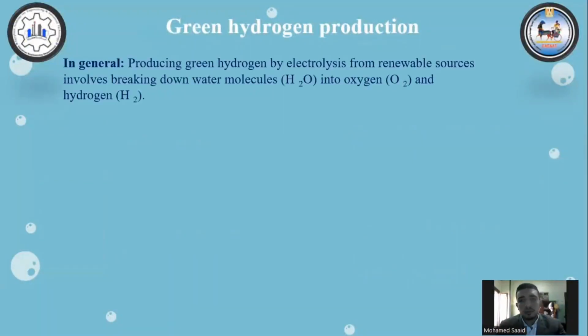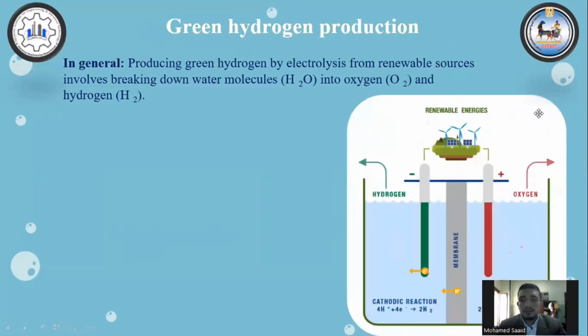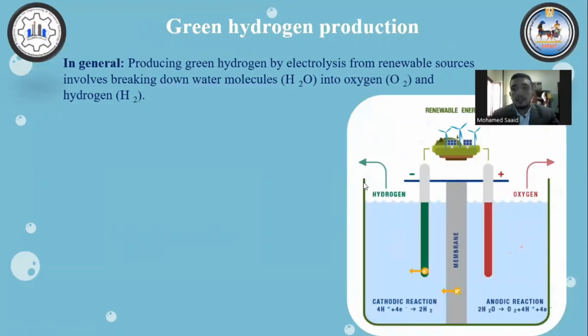In general, to produce hydrogen or green hydrogen, water is split or broken down into its original elements or original molecules, oxygen and hydrogen. This cell shows the reactions that occur in producing green hydrogen. On the cathodic side, hydrogen is produced. On the anodic side, oxygen is produced.